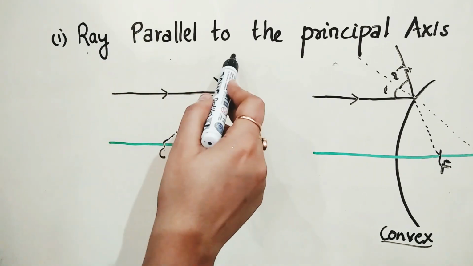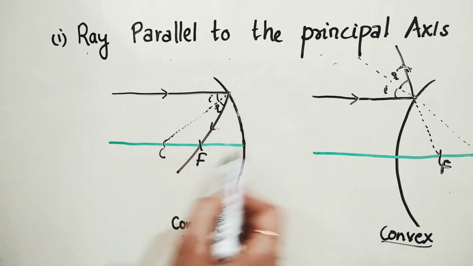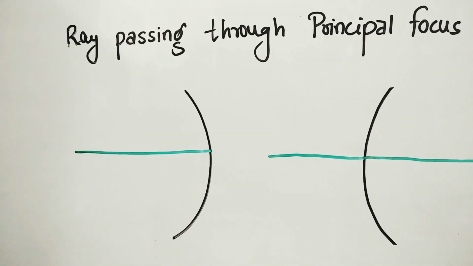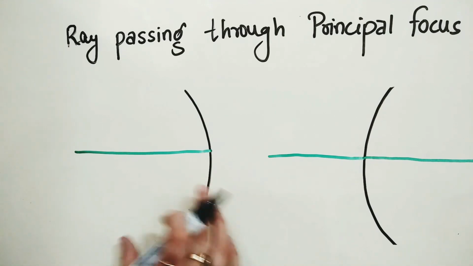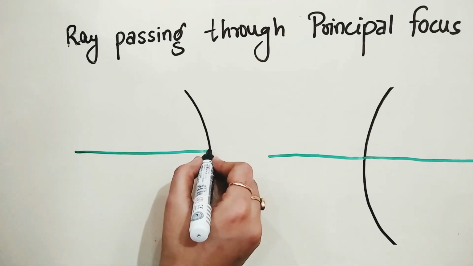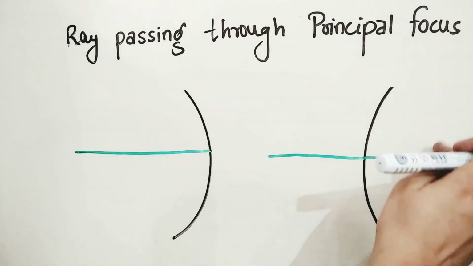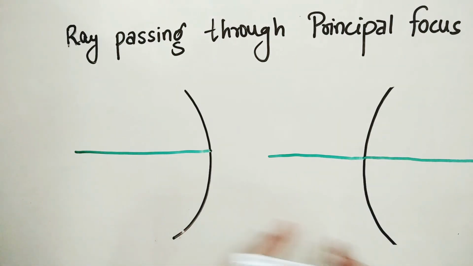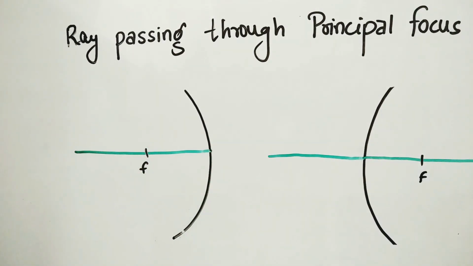So this is the first rule: whenever a ray passes parallel to the principal axis, it passes through the focus after reflection. The second rule: what happens when a ray is passing through the principal focus? Whenever you draw the diagram, one more difference is there. In this case, we draw the principal axis till the pole point, whereas in the case of convex, we pass it through the pole because the focus is towards this side. So this is a major difference between the two diagrams. Now we have to mark the focus here. In both the cases, we have to mark the focus.